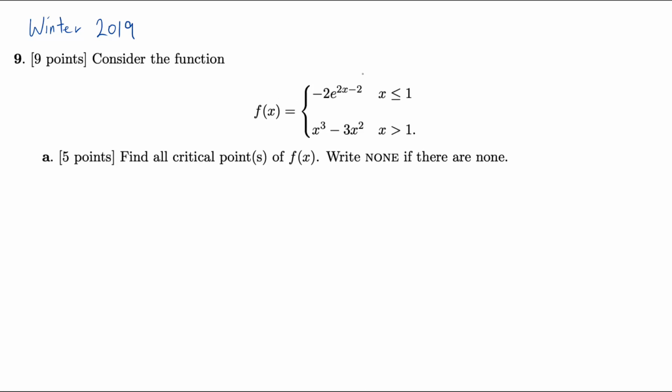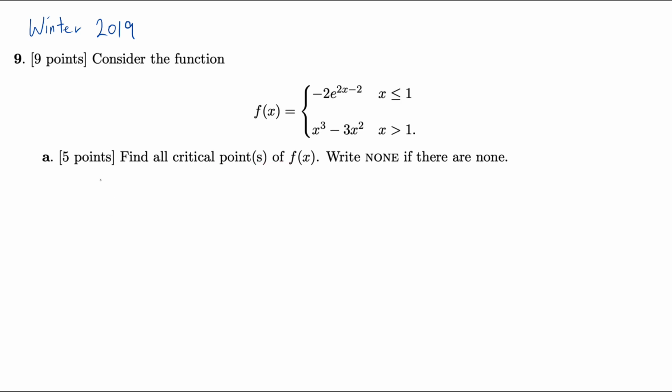Here we have a piecewise function that is defined to be negative 2 e to the 2x minus 2 when x is less than or equal to 1, and it's x cubed minus 3x squared when x is greater than 1. We wish to start by finding all critical points of f of x. So to start with, we have to know the definition. What is a critical point of f of x?